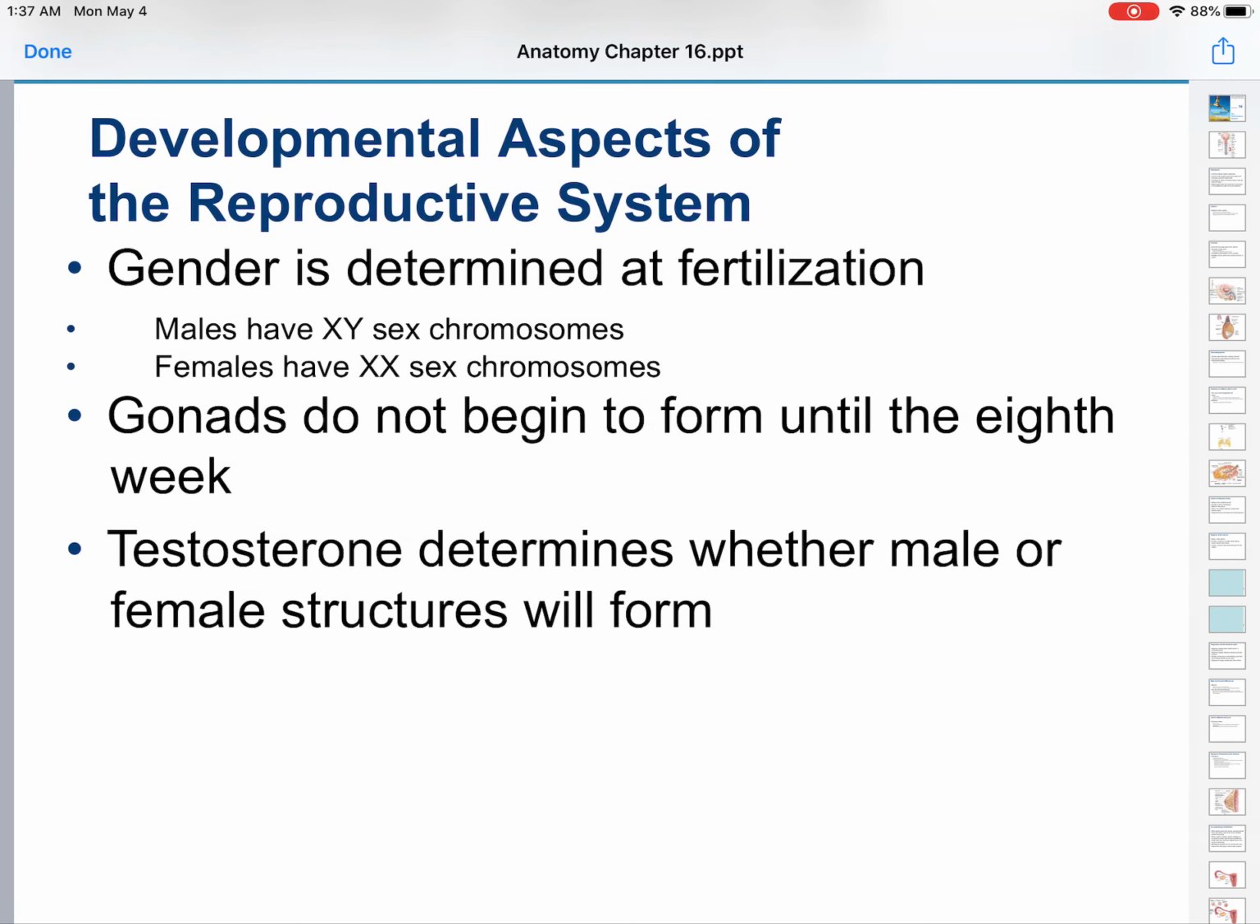Gender is determined at fertilization. Mom can only give an X chromosome. It all depends on what sperm penetrates. If the sperm carries an X chromosome, it will become a female. If the sperm carries a Y chromosome, it will become a male.